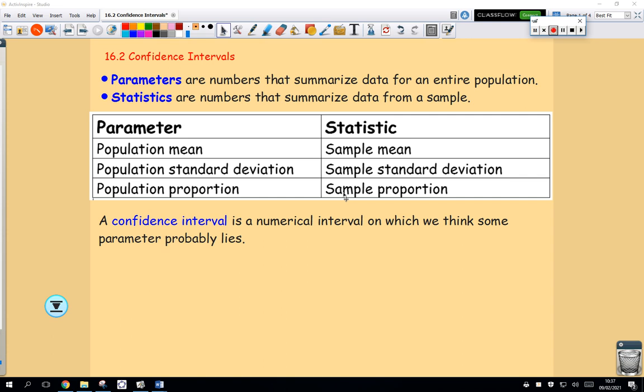Okay, in this lesson we're going to look at confidence intervals. Before we do, just a quick recap on a few things we've looked at before. Parameters are numbers that summarize data for an entire population. Really, parameters are characteristics of the population. Statistics are characteristics of a sample.